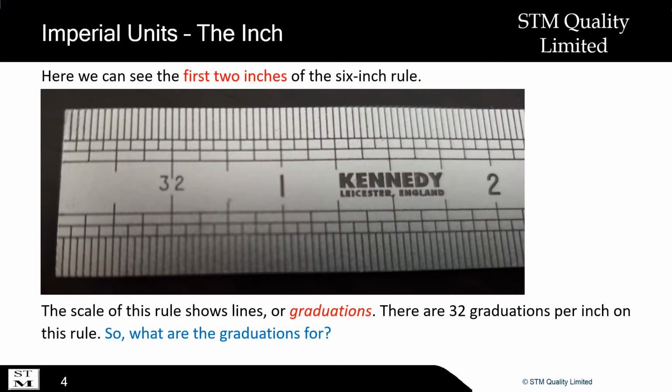The scale of this rule shows lines or graduations. There are 32 graduations per inch on this rule. So what are the graduations for?